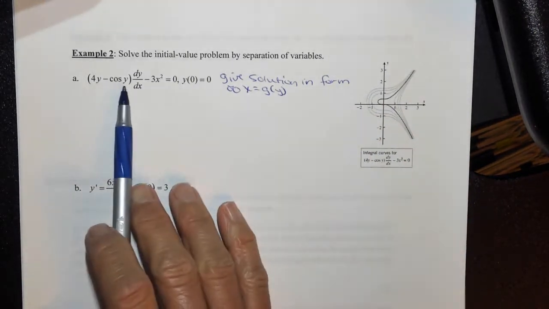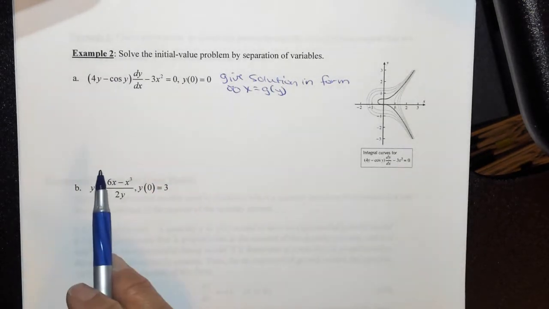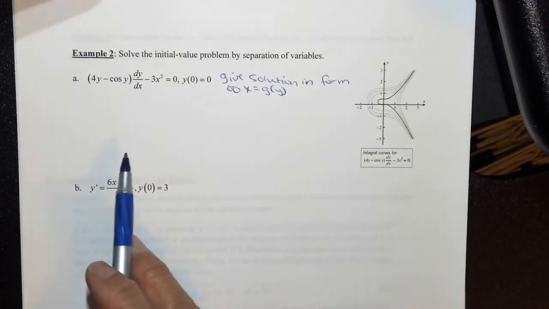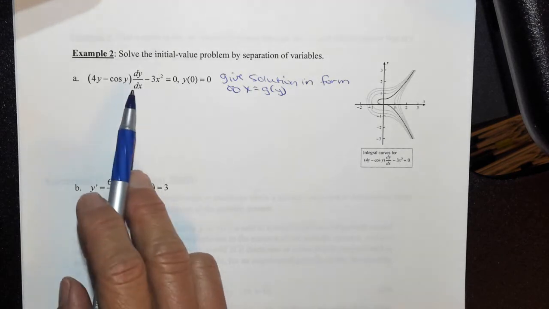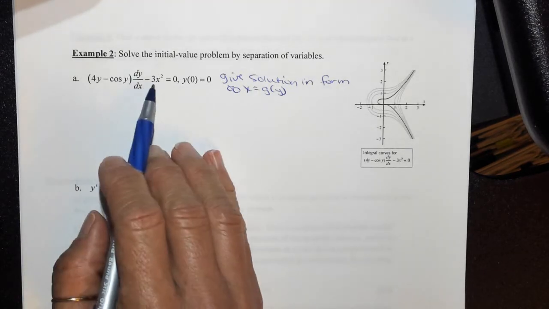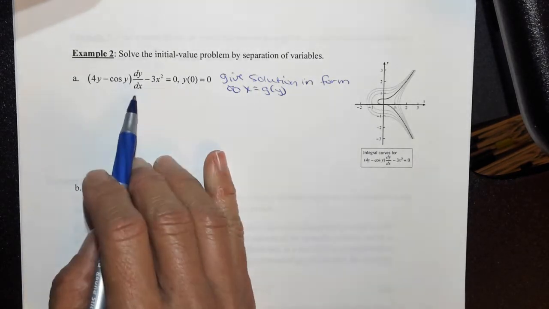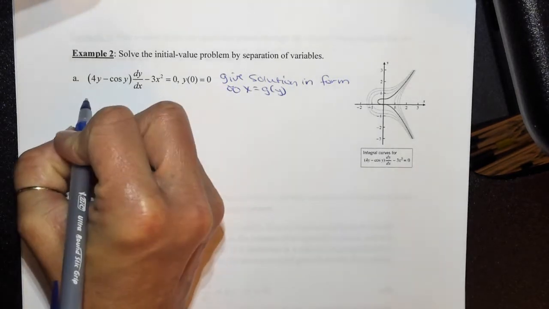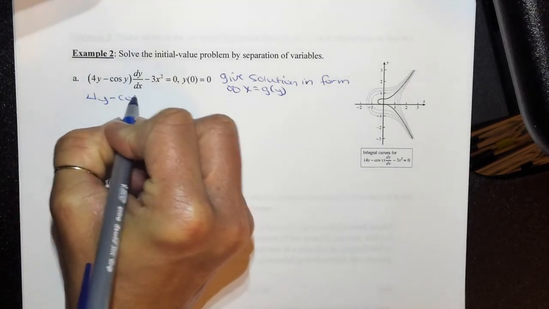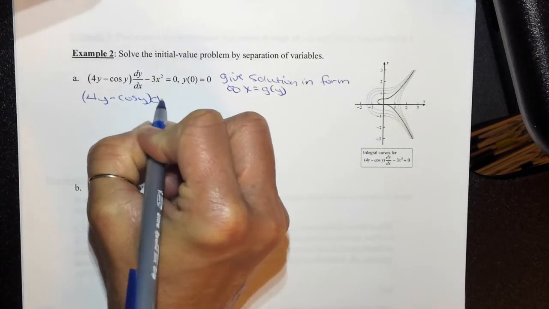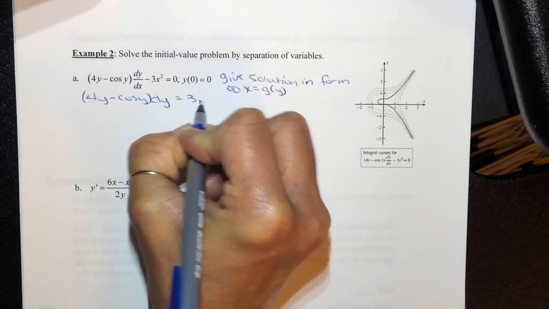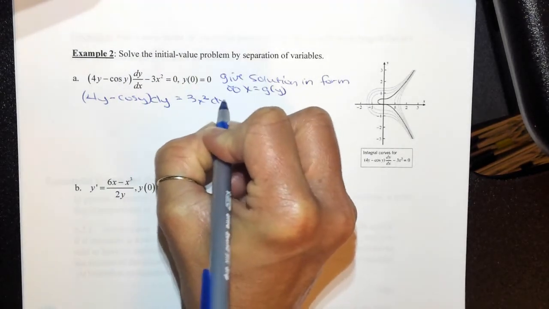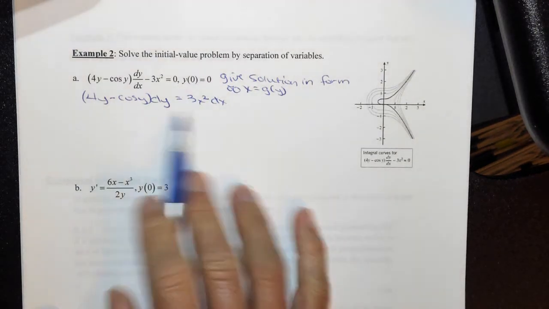So the first thing that we want to do, according to what we did on the previous page, is we want to get all of our y's on the left and our x's on the right, which means we need to add 3x squared and multiply by dx. So that gives us 4y minus the cosine of y dy is equal to 3x squared dx. So now we have our variables separated.